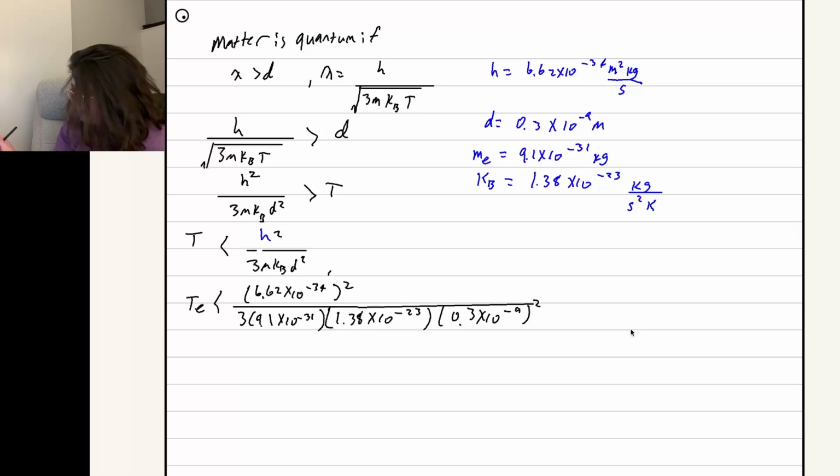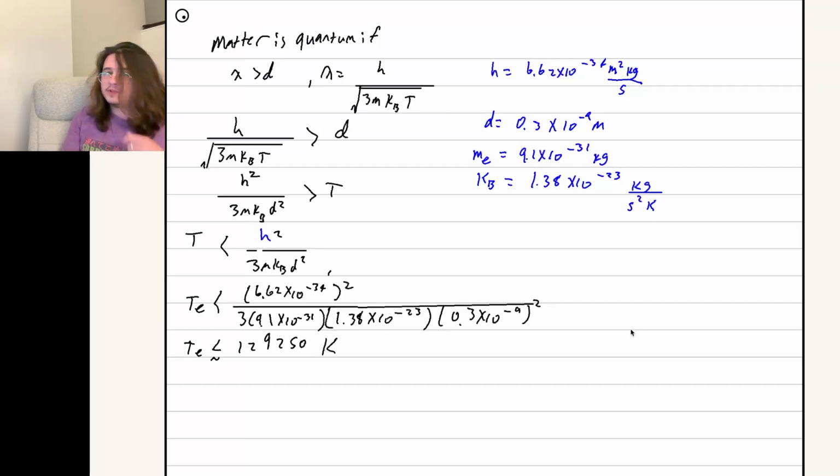Plug that into a calculator. I already did so. And I got that for electrons, that temperature is about 129,250 Kelvin. So pretty damn hot. So you can pretty much never treat electrons as anything other than a quantum system.